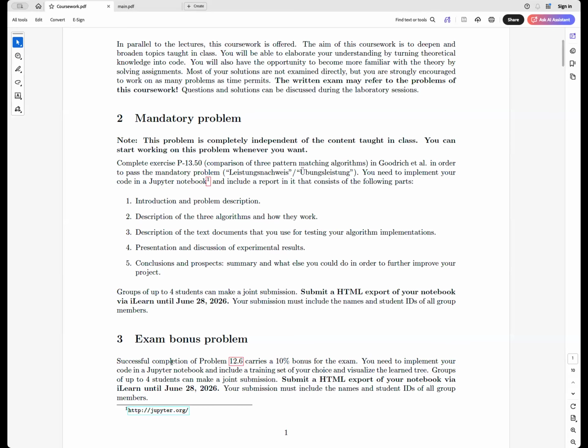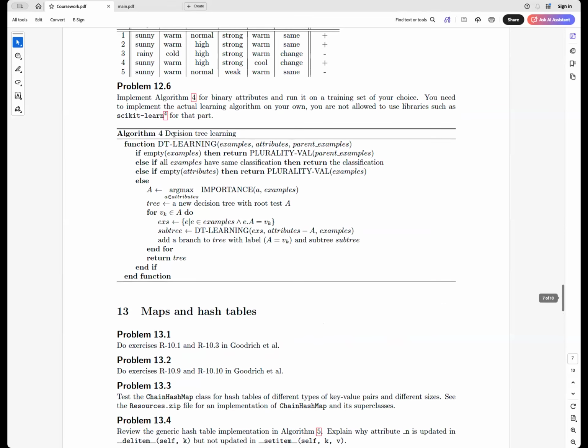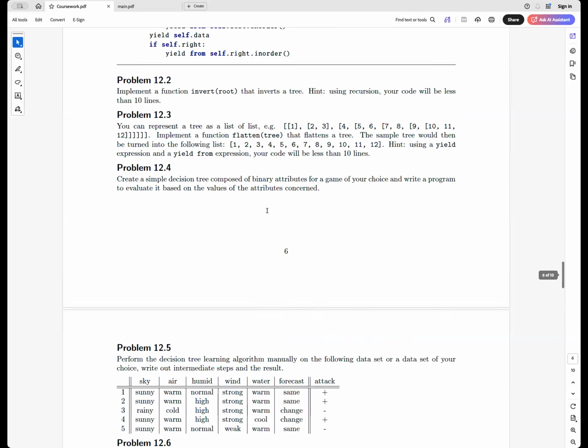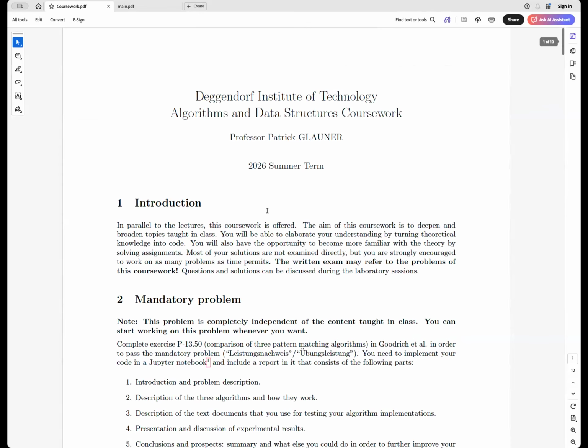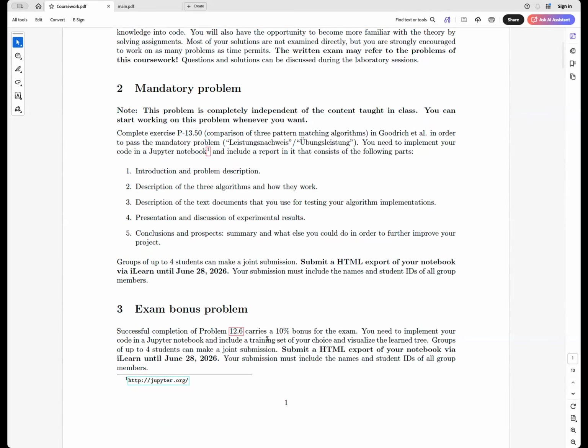And some have already started working on the exam bonus. And here I need to say a few words about it. The exam bonus refers to problem 12.6. And problem 12.6 is here in the course worksheet. 12.6 is something around decision tree learning. We have not discussed it yet. So if you don't know decision tree learning, don't start yet.